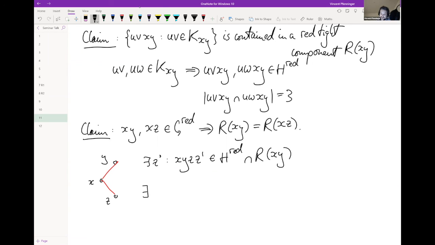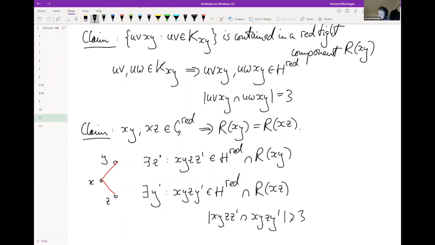And then we do something similar. Similarly, there exists a vertex Y prime such that XYZY' is a red edge in H and also in the tight component induced by XZ. And now because XYZZ' and XYZY' share at least three vertices, they are tightly connected, and so because one of the edges came from R_XY and one of them came from R_XZ, this means that those are actually the same red tight components. So we get what we wanted.